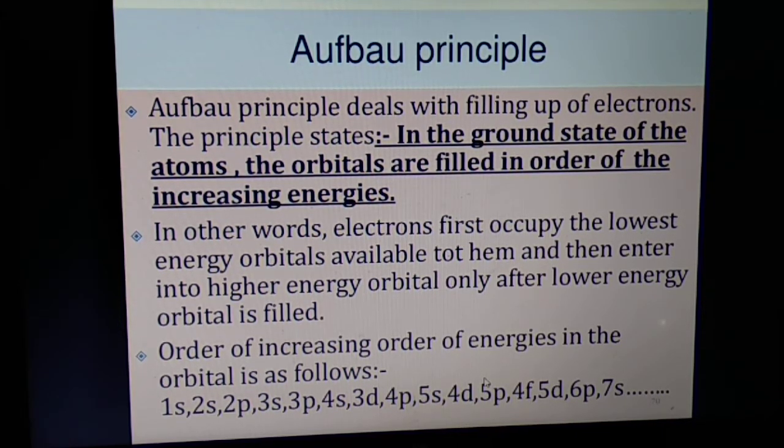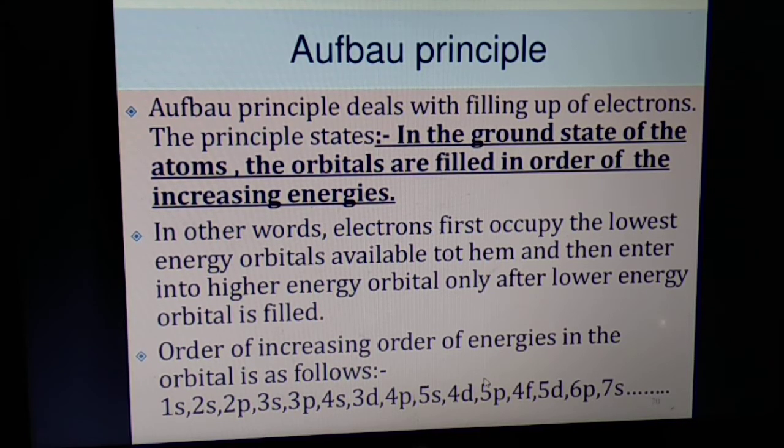Students, before going to other things, I am telling one important thing here. Just observe: 1s orbital energy is less than 2s, 2s less than 2p, 2p less than 3s, 3s less than 3p. After that, 4s. It may seem like 3s, 3p, 3d, but students, the 4s energy is less than the 3d orbital. That's why the 4s orbital will be filled first, after that the 3d orbital. Do you know the reason behind this? Yes, students, the answer is 100% correct.